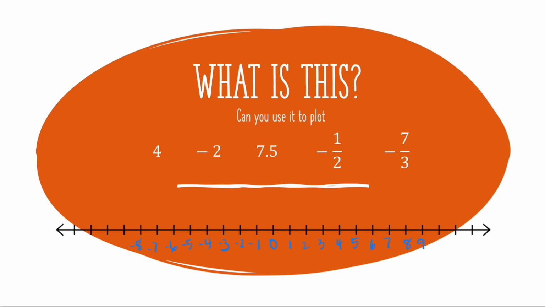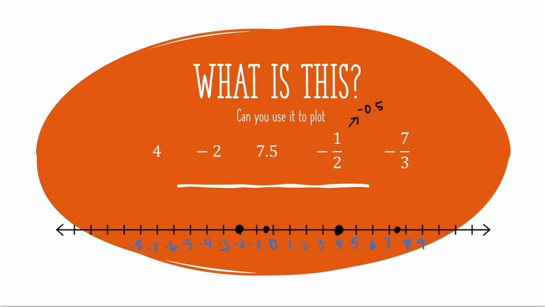Okay, so some of these would be easy. For example, 4 would obviously go right here on the 4 spot. -2. 7.5 would be in between 7 and 8. Remember, 0.5 is halfway. So 7.5 would go right here. -1/2 wouldn't be all the way to -1, it would be halfway to -1, so it would be right here. Another way to think about it is -0.5.